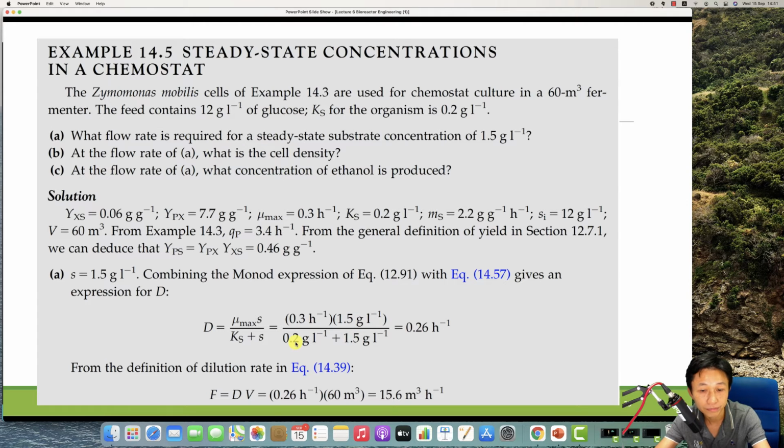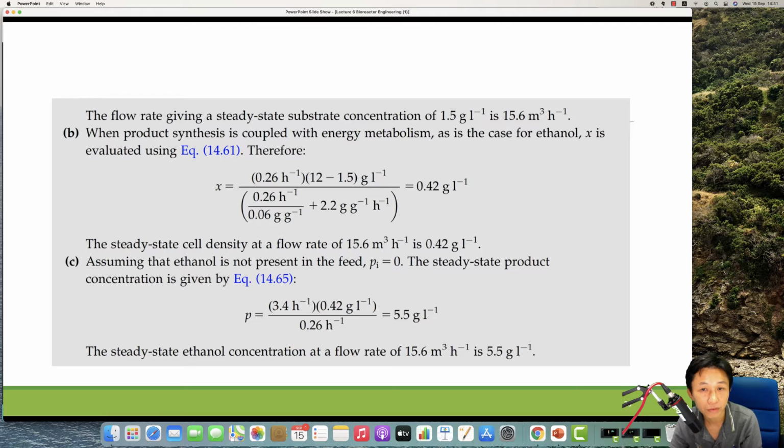Okay, and next, this is the flow rate at steady state, and the substrate is 1.5 gram per liter, which is 15.6 cubic meter per hour. The cell density is this one. Okay, you put it in this equation, you have 0.42 gram per hour. And then this is the steady ethanol concentration, in gram per liter.